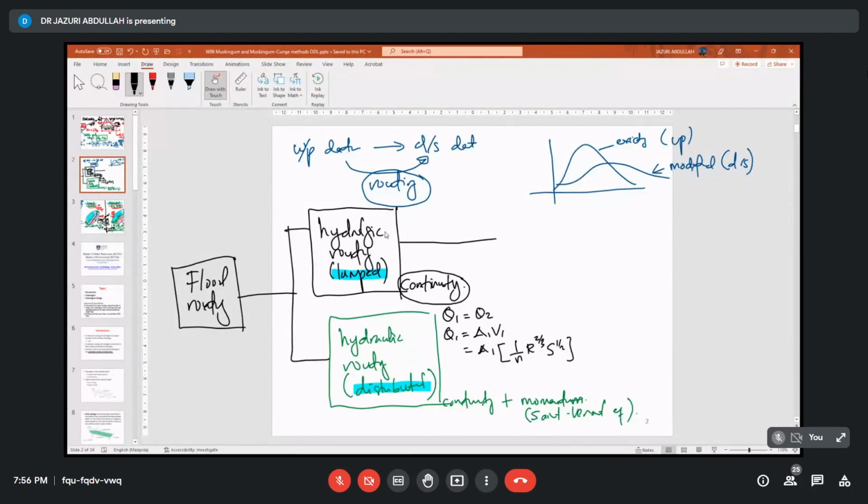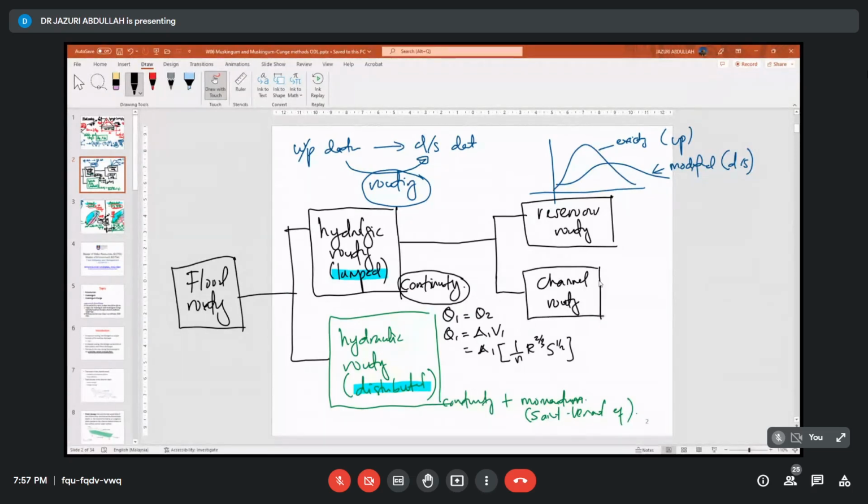And then untuk hydrologic routing, so basically you have another two method. Satu kita panggil dia sebagai reservoir routing, and another one is kita panggil dia sebagai channel routing. Okay, so this is the two methods yang kita akan pakai. Dalam reservoir routing pula kita akan ada beberapa kaedah lah. So kita boleh gunakan kaedah modified pulse method.